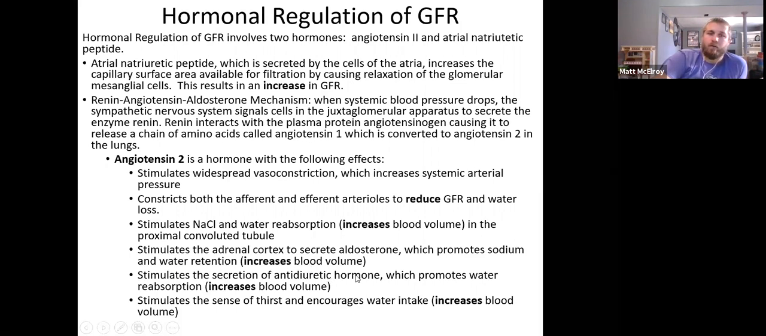It also stimulates another hormone to be released, ADH, from our posterior pituitary. Antidiuretic hormone helps us return water to the body, so it promotes water reabsorption, thus causing an increase in blood volume. And just the same, any increase in blood volume increases blood pressure. And then it also just makes us thirsty and encourages us to drink water, which obviously is going to increase our water, thus increasing our blood volume and thus increasing our blood pressure.